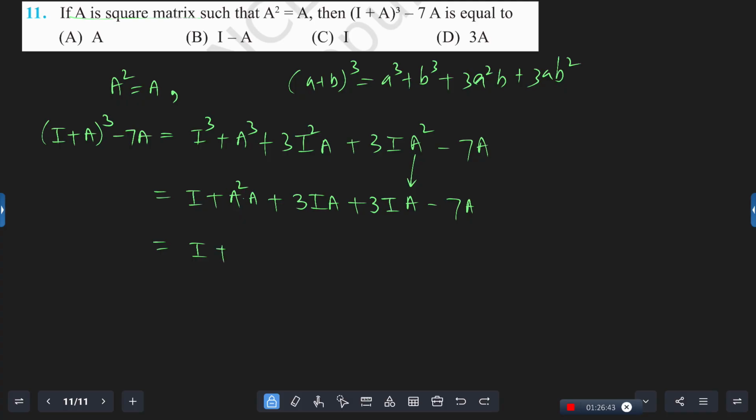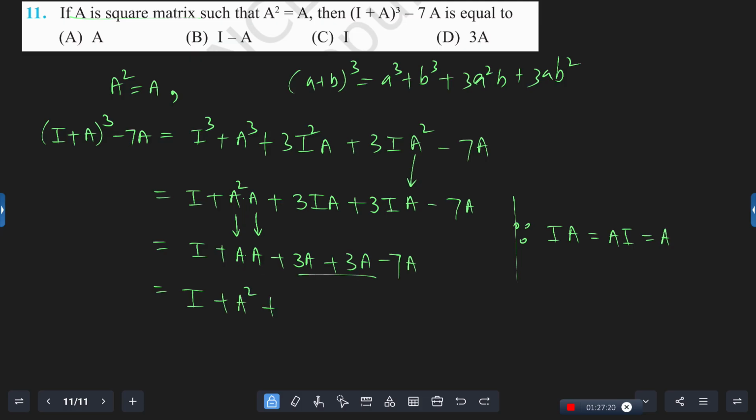This A square we can write as A. This A will be as it is. Plus, so this is what you will be getting: I into A, that is A. You know that formula? I into A or A into I is equal to A. Don't forget that. So that formula I am using: 3A plus, and here also the same 3 times A, minus 7 times A. So here I will be getting A into A, that is A square, plus 6 times A minus 7 times A.